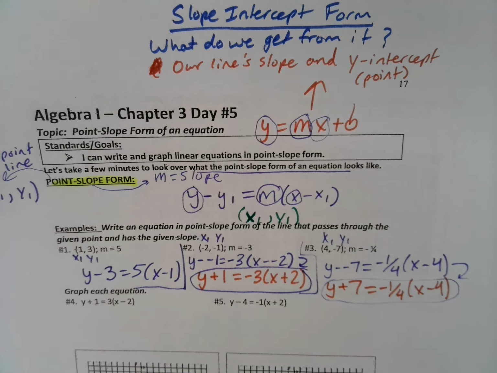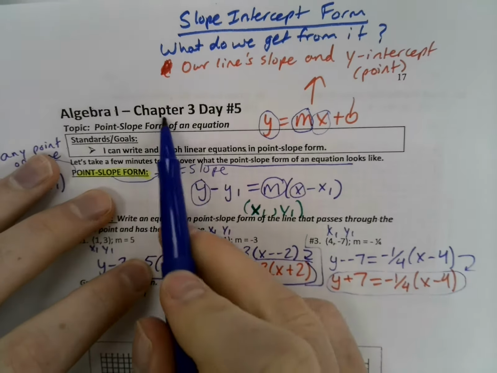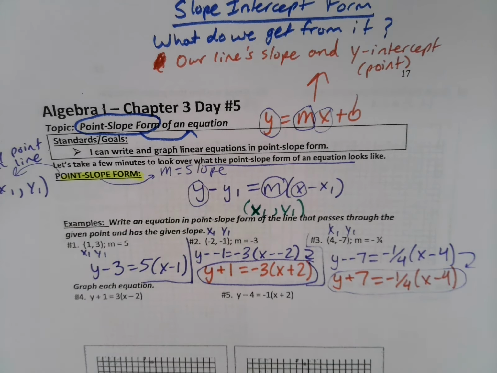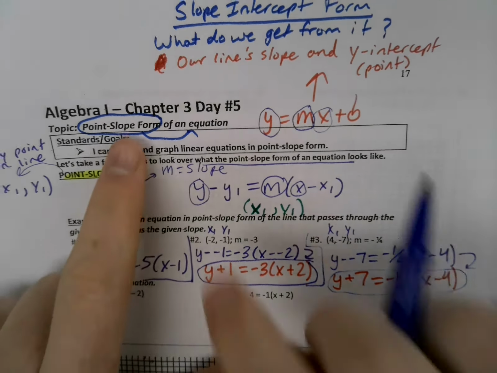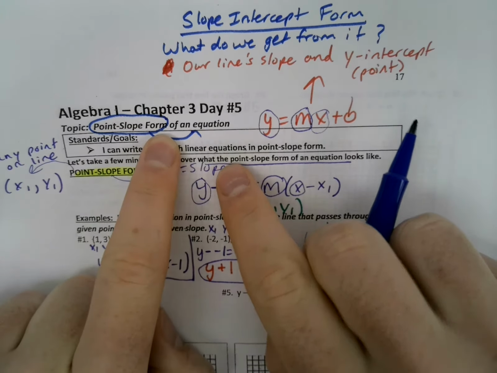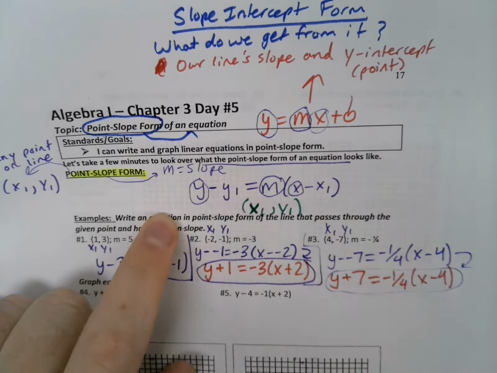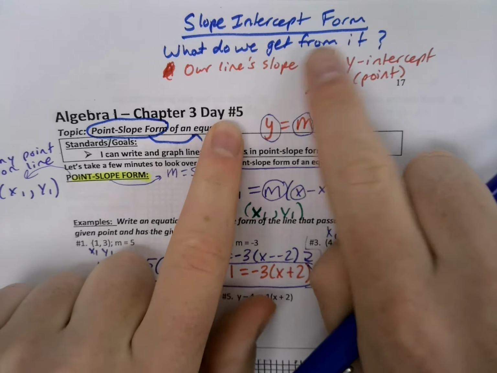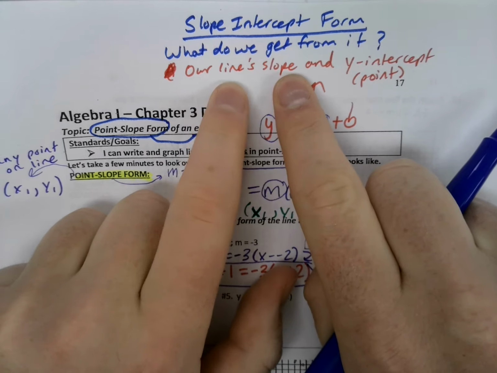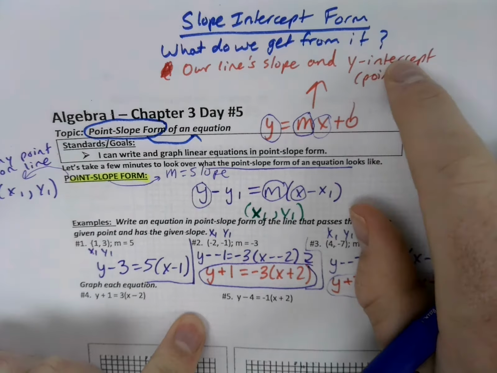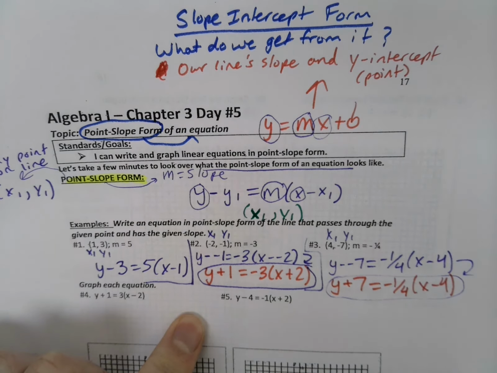Yesterday we had a chance to introduce day five, which included a brand new form of an equation, point slope form. And we said this is a new way we can write an equation, and it can help us graph an equation by having it in this form right here. And so we had talked a lot about slope-intercept form and what we got from it. We got a slope, the line slope, and the y-intercept of that line. So a point where the line crossed the y-axis.